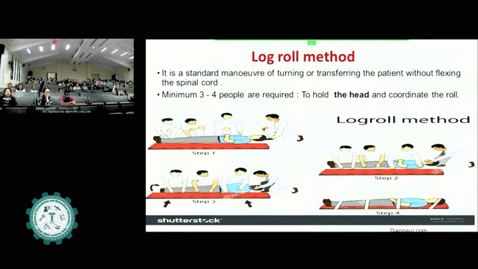1, 2, and 3. So this is how log rolling is done with the help of 3 people. It can also be done with the help of 4 people if there is any cervical injury. One thing we should make sure of when log rolling a patient is that we should never hold the patient's clothes for gripping. And after log rolling, hand washing is required.